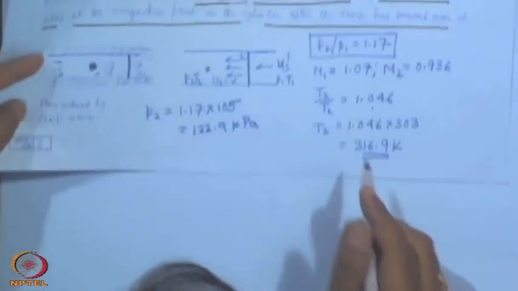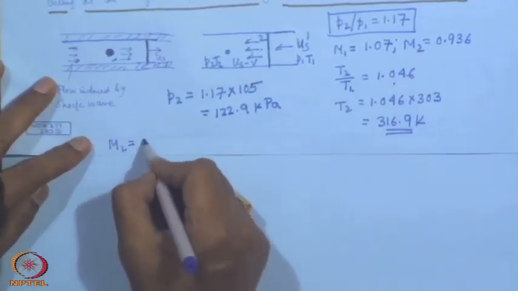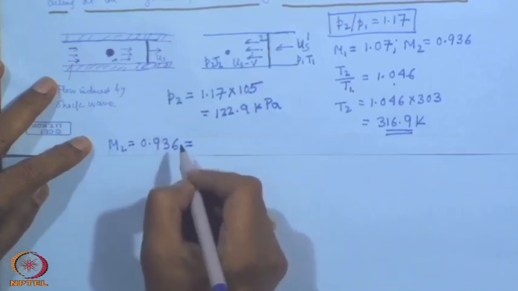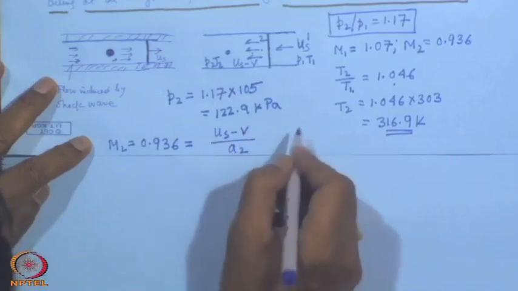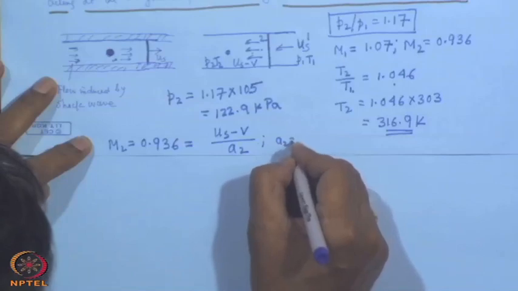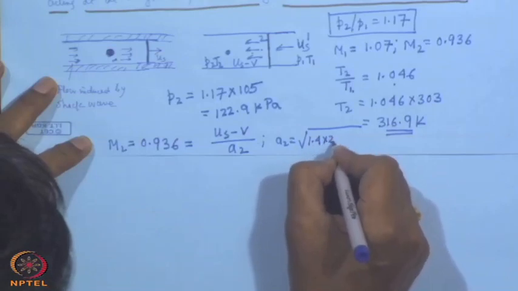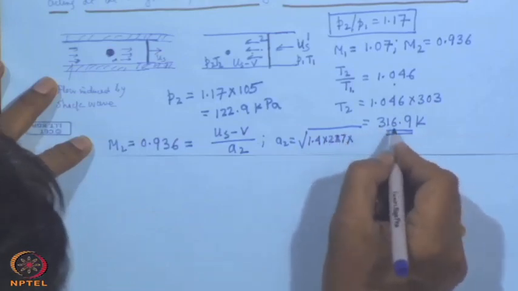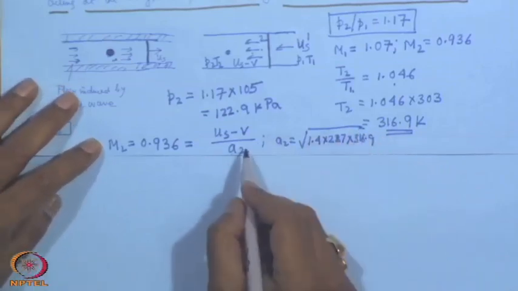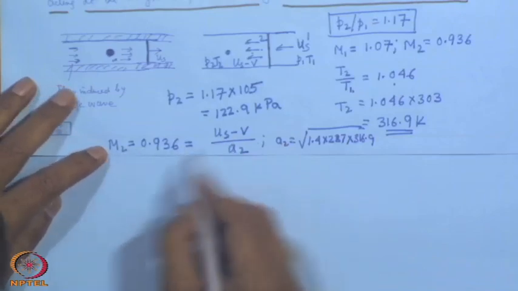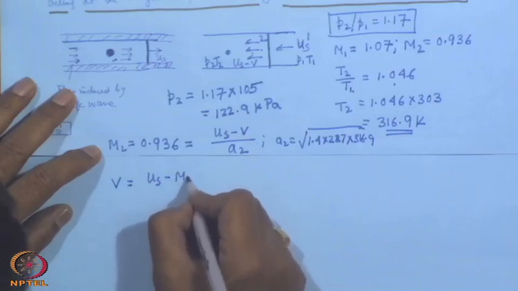This is again the same thing: M2 I know. M2 is 0.936, which equals Us minus V divided by A2. Now, A2 is equal to the square root of gamma R T2, that means gamma 1.4, R 287, into T2, which is 316.9. So I get the value of A2. I will substitute the value of A2 and M2, and I can write V equal to Us minus M2 A2.